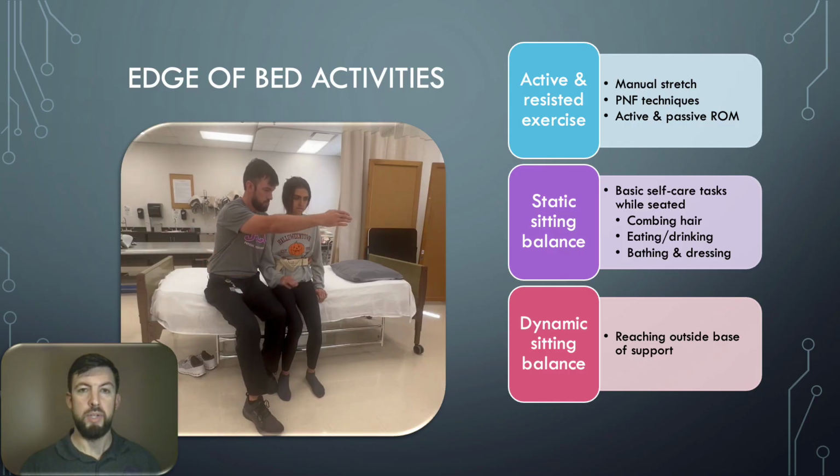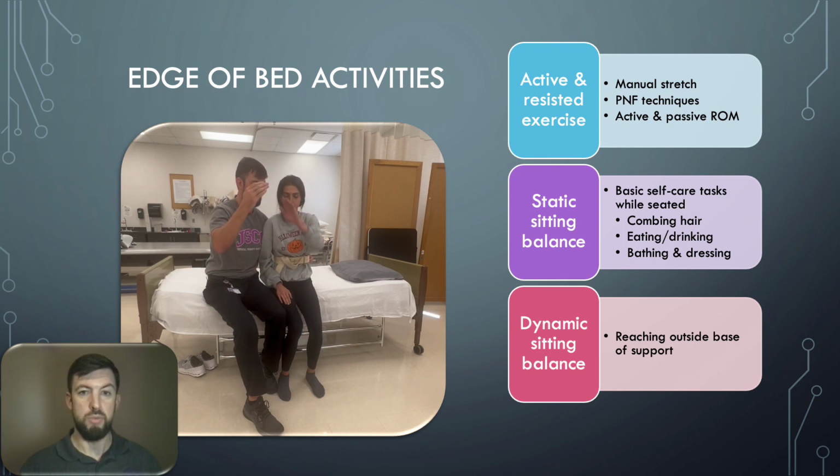Some edge of bed activities include active and resistive exercise, such as manual stretching, PNF techniques, and active and passive range of motion. Activities can also include challenging the static sitting balance, such as self-care tasks like combing hair, eating and drinking, and bathing and dressing, and also activities that challenge the dynamic sitting balance, such as reaching outside of the base of support, as shown here.